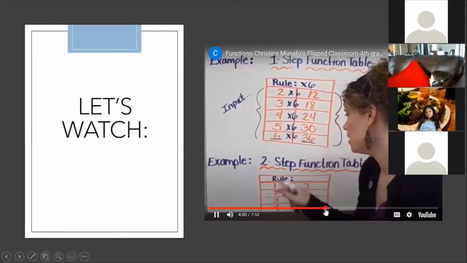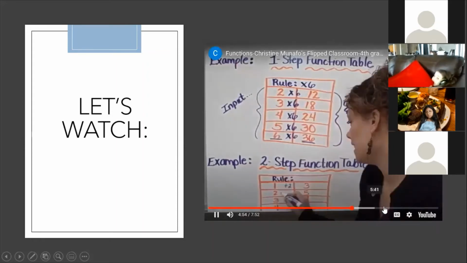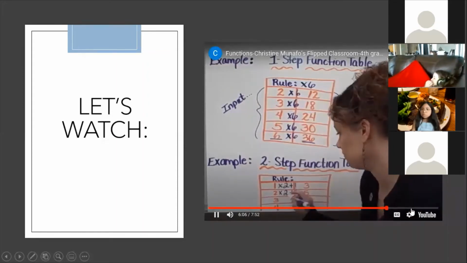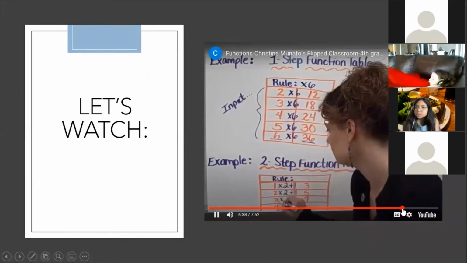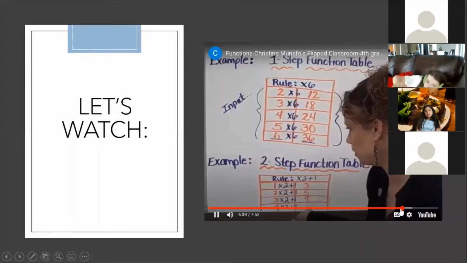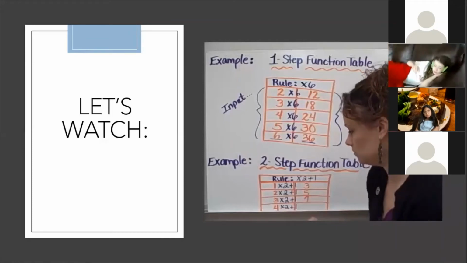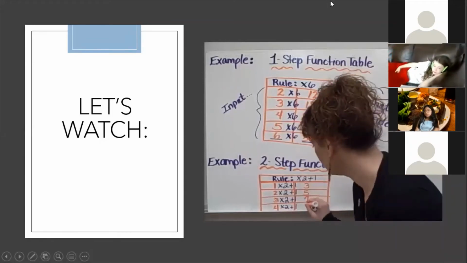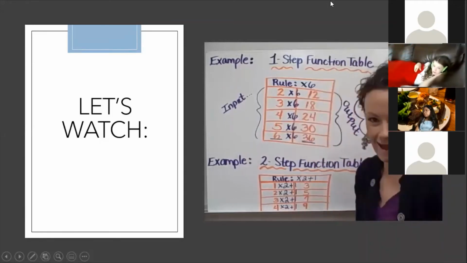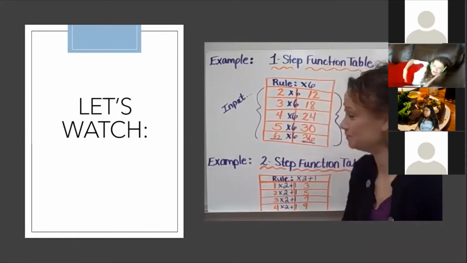Challenging example, two-step function table. Get from 2 equals 5. Let's try it again. What would my output be for this example? We take 4 times 2, which is 8, plus 1 gives me 9. And now I've completed that function table.